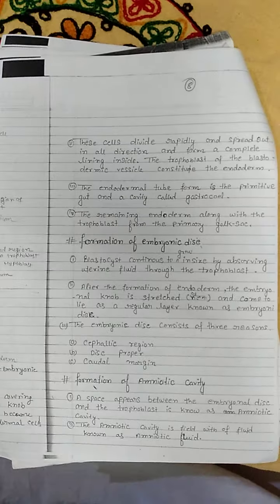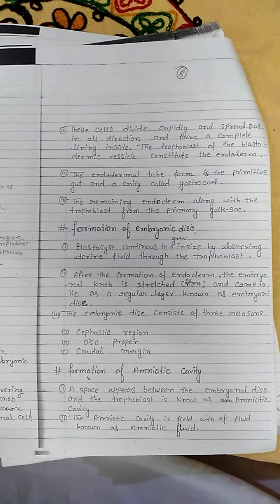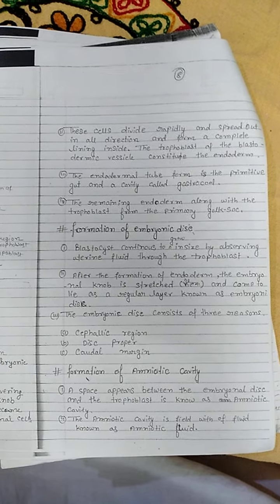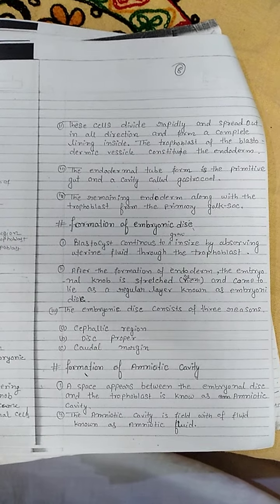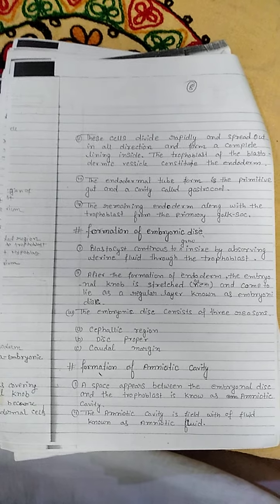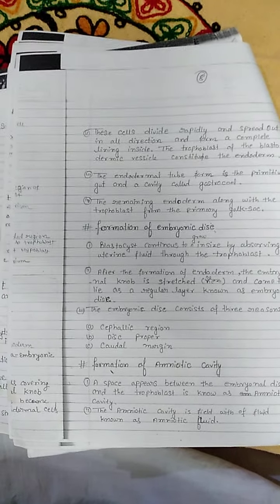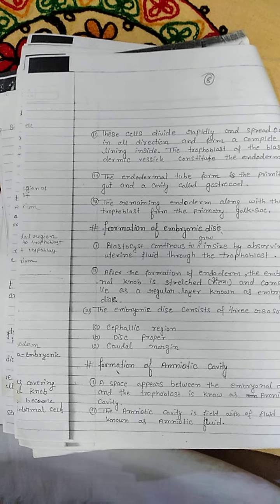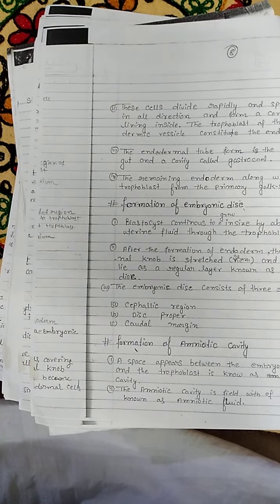Formation of embryonic disc. The blastocyst continues to grow in size by absorbing uterine fluid through the trophoblast. After the formation of the endoderm, the embryonal knob is stretched and comes to lie as a regular layer known as the embryonal disc. The embryonal disc consists of 3 regions: cephalic region, disc proper, and the caudal region.